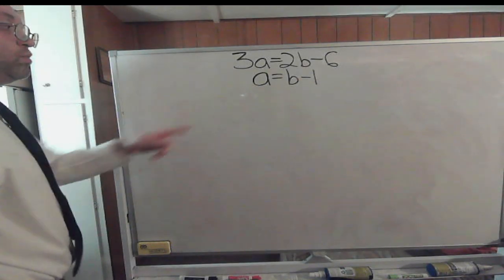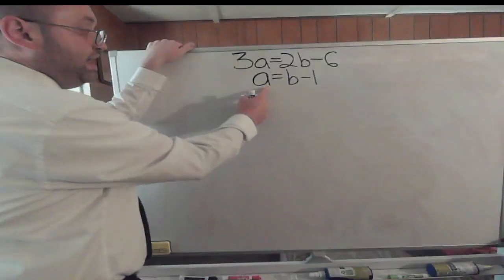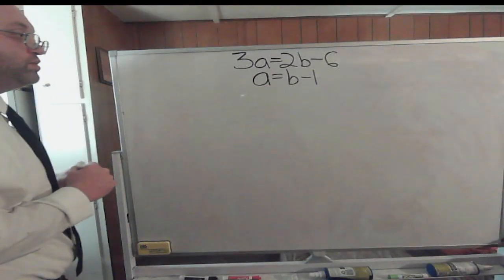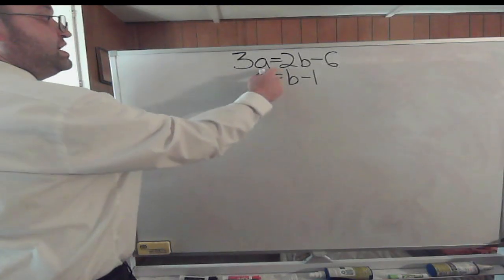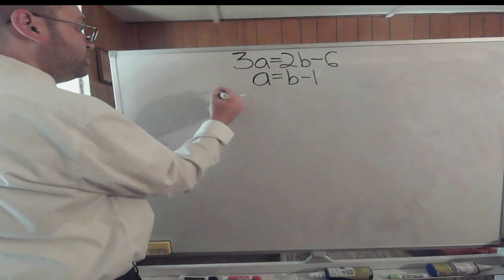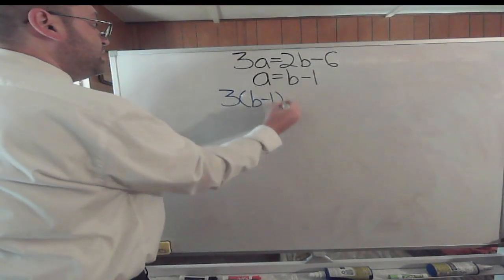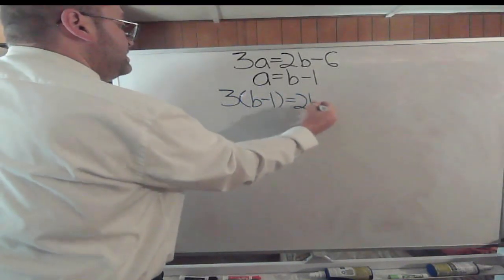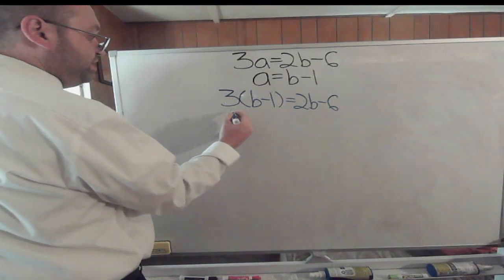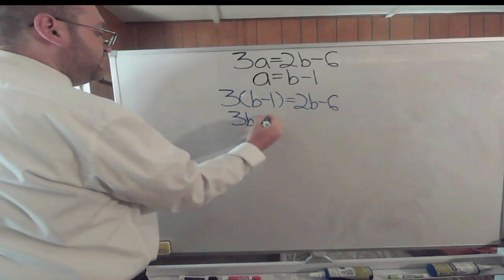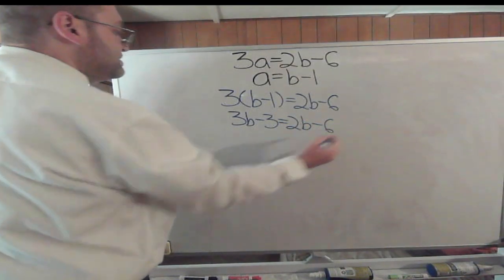You always want to get one of the variables by themselves on one side if you can. Whenever you see that, that could be your perfect substitution equation. So I could take that a equals b minus 1, I could put that into the first equation. So how that's going to work is I'll have 3 times b minus 1 equal to 2b minus 6. Well, let's do some distribution. You would get 3b minus 3 is equal to 2b minus 6.